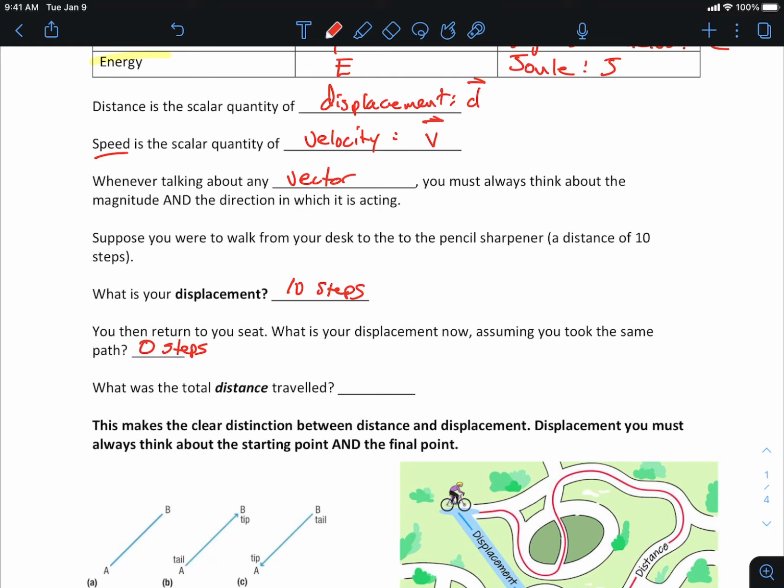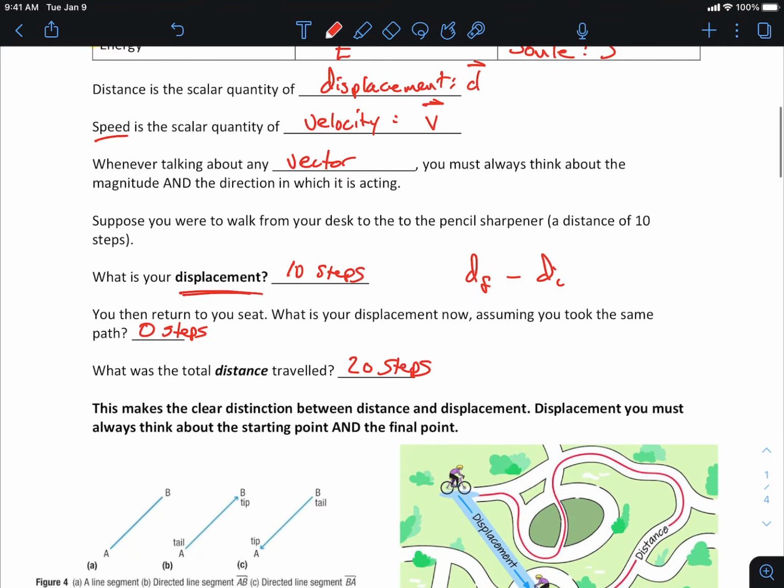That's the key distinction, right? Displacement always takes into consideration your initial and where you were initial and final. Whereas your distance, what was the total distance traveled? Well, of course, you walked 10 steps to the pencil sharpener, and then you walked 10 back. Well, that's 20 steps. Okay, so that's the distinction that we're trying to make here between displacement and distance, right?